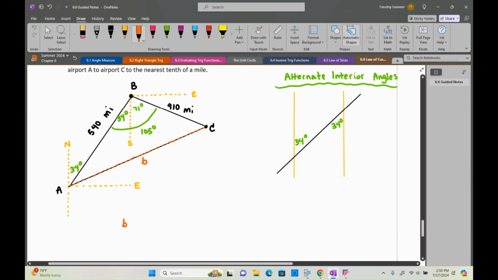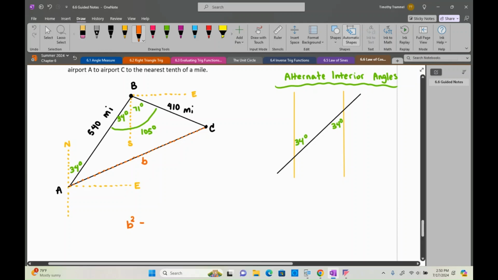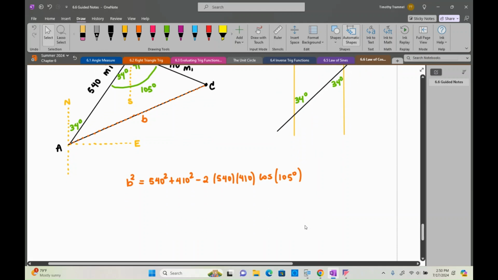To find this side length b, we'll use our law of cosines. If I'm trying to find b, I have b squared equals the other two sides squared and added together, minus 2 times both of those side lengths, and then cosine of the angle in between them, which is that 105. All we need to do is plug this into the calculator and then square root it, and we will have b.